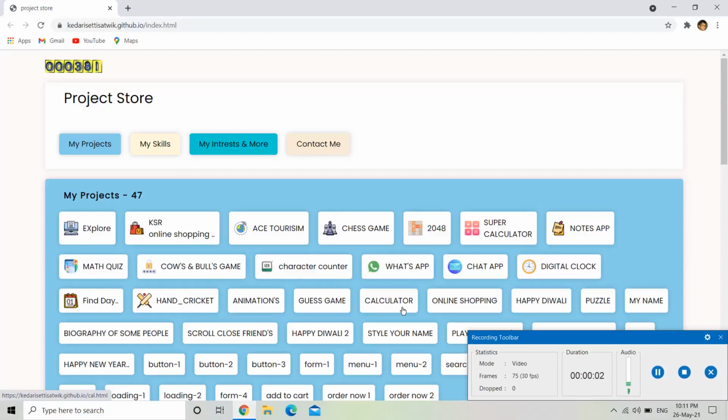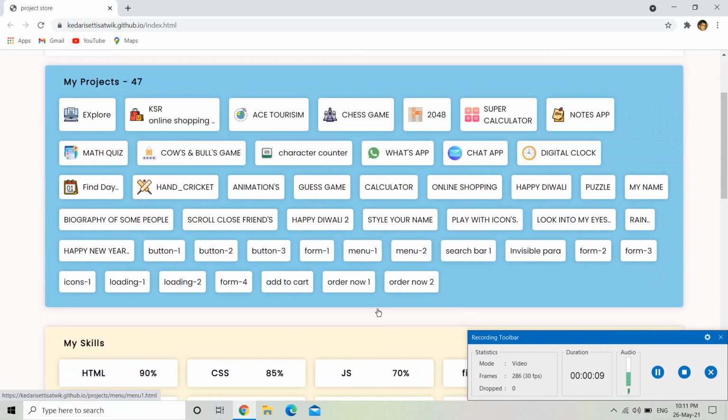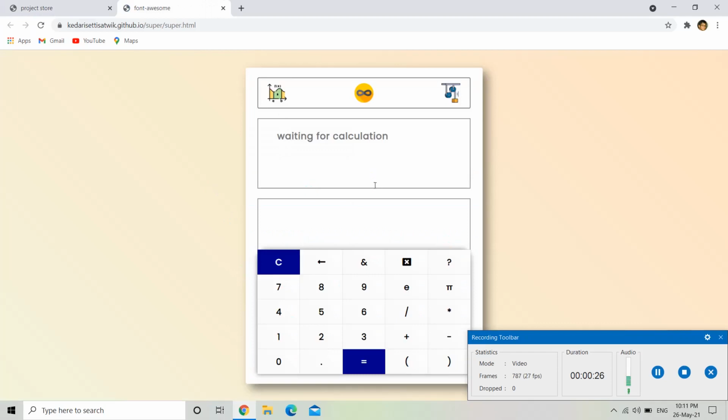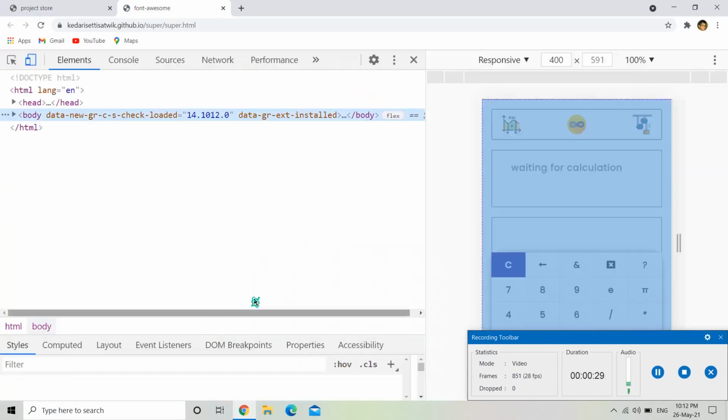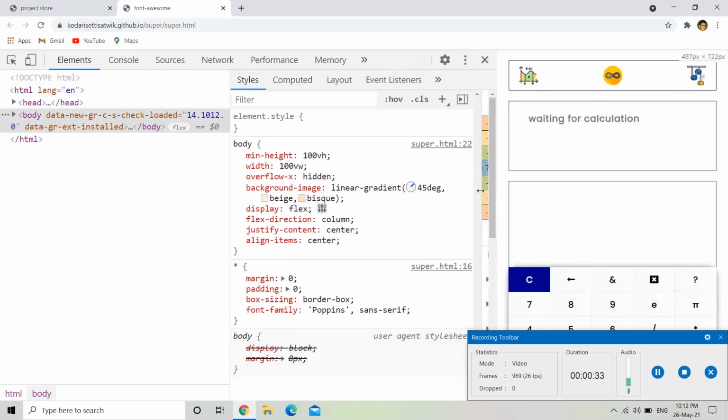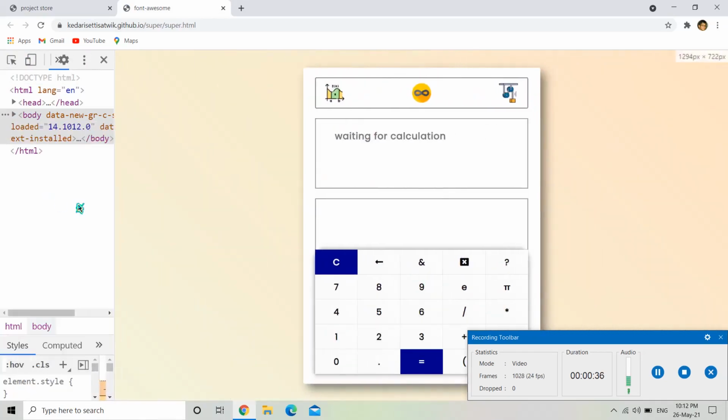Hi guys, now you are seeing my website, and these are all my projects. My new and very super project is this one, super calculator. Now let's see how this one works and tell me whether this is useful or not. By clicking on this, I will get the calculator. It is responsive and will look good on all screen sizes.